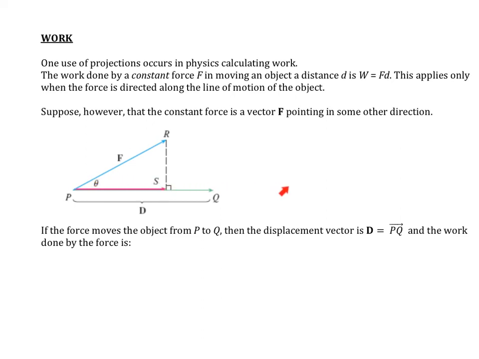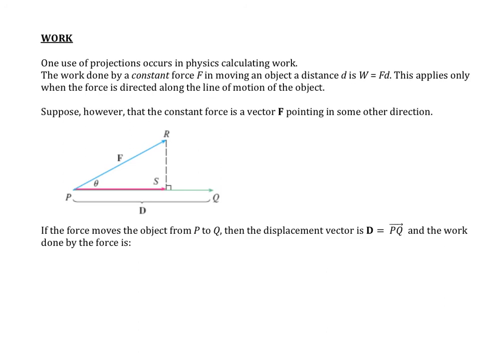Now, if we don't have that, if our force is pulling up here, but we're trying to move it in this direction, if the force moves the object from P to Q, then the displacement vector D, which is right here, is equal to PQ, and the work done by the force is where we use the component of U in the direction of V. So in our case, we're going to use the component of F in the direction of D. So here's what that looks like.